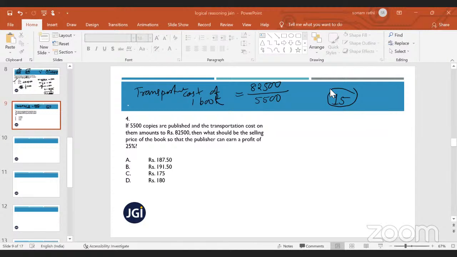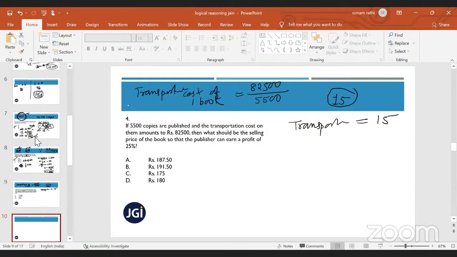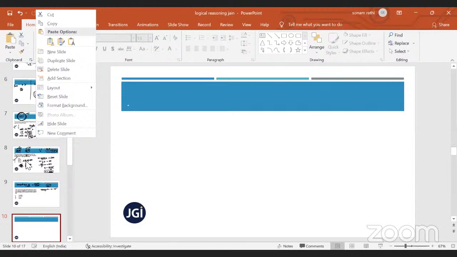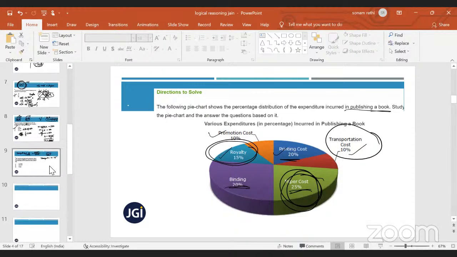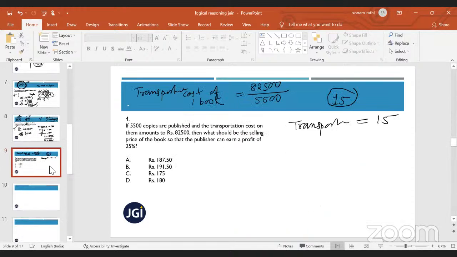What should be the selling price of the book so that the publisher can earn a profit of 25%? So transportation is 15. Now let's go back to the pie chart and see what the transportation percentage is. Transportation cost is 10%. It means we don't know the cost price of the book, but whatever the price is, 10% of it is 15. So it means 10% of the price is 15. So can I find the price?